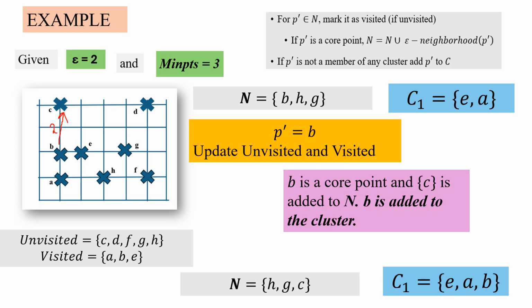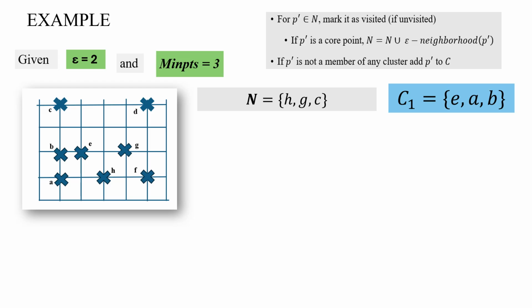So C also gets included in this neighborhood, and C previously is not present in N. Okay, so N gets updated. We remove B because it has been processed. HG were already there, so we now have HGC. Like we had expected, N will be enhanced during these iterations. So N is equal to HGC, and C1 now becomes EAB. We move forward. So N is HGC, C1 is EAB.